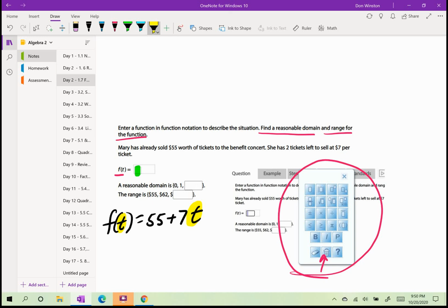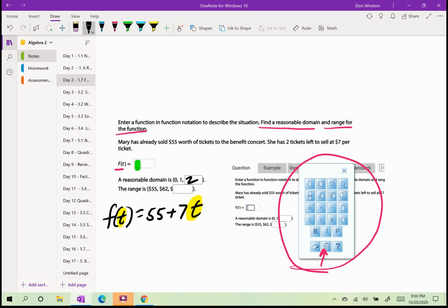So what would be a reasonable domain? Well, she can sell either 0 tickets, 1 ticket, or she could sell 2 tickets. That would be a reasonable domain. She certainly couldn't sell 1.5 tickets, or 2.5 tickets, or 3, because she doesn't have 3 tickets. But what would be a reasonable range?